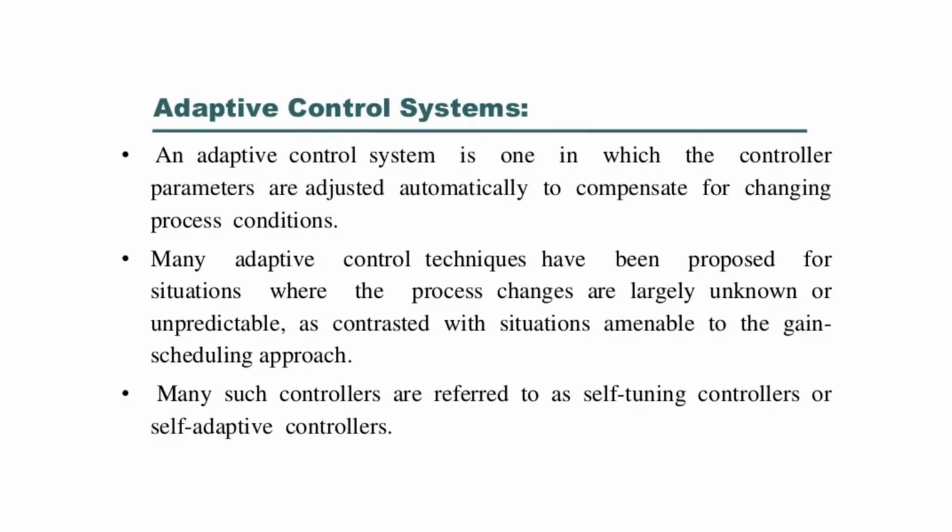Already you know very well adaptive control is one in which the controller parameters are adjusted automatically to compensate for changing process conditions. The process keeps on changing and accordingly the controller settings should be changed. Many adaptive controls were proposed for process changes that are largely unknown or unpredictable. Many such controllers are referred to as self-tuning or self-adaptive control.